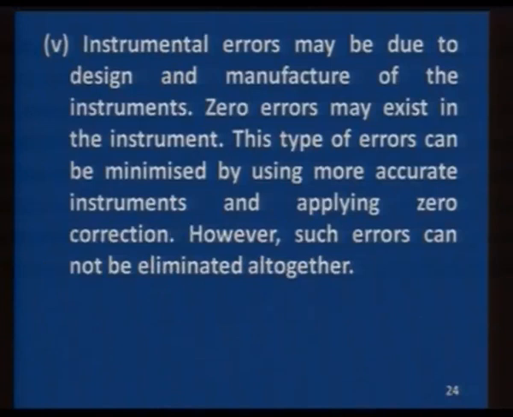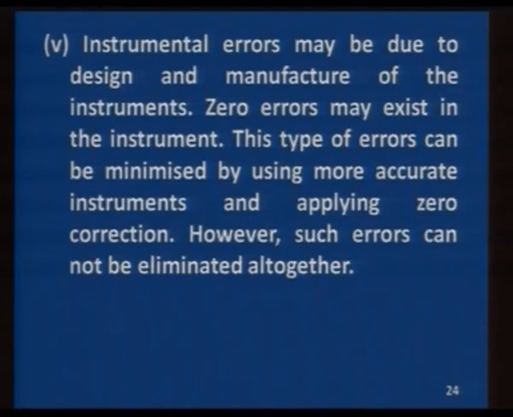Instrumental error may be due to design and manufacture of the instruments. So, zero error may exist in the instrument. This type of error can be minimized by using a more accurate instrument and applying zero correction. However, such errors cannot be eliminated altogether. There may be other limitations of the instrument also.